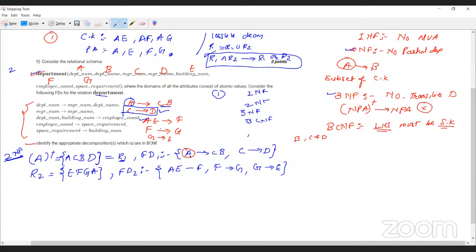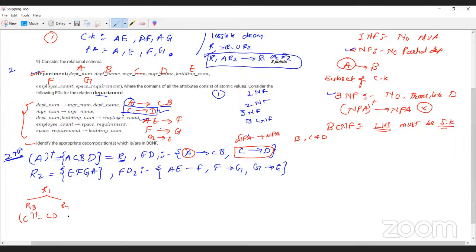Here you can see my left-hand side is a super key, so it will satisfy my 3NF condition. But C, a non-prime attribute, determines another non-prime attribute, so this is my transitive dependency. I have to remove this transitive dependency. So I will decompose this relation R1 into R3 and R4. I will take the closure of CD. The closure of CD, what will I get? CD only, right?